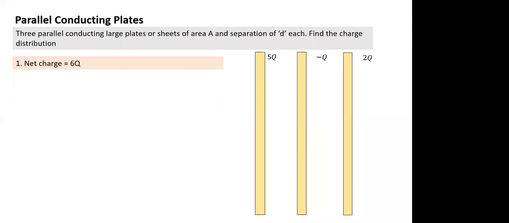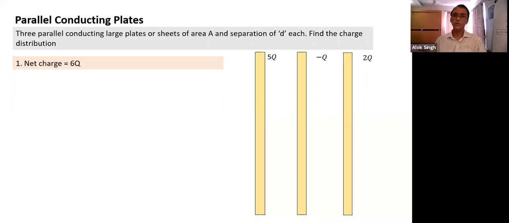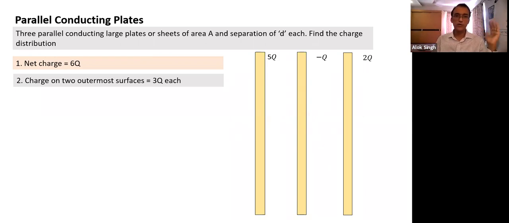It gets equally distributed between the extreme ends. So if the total charge is 6Q, 3Q will go to the leftmost surface and 3Q will go to the rightmost surface. Let's mark that. Charge on the 2 outermost surfaces is 3Q and 3Q each. This is 3Q and this is 3Q. What is the step after this?